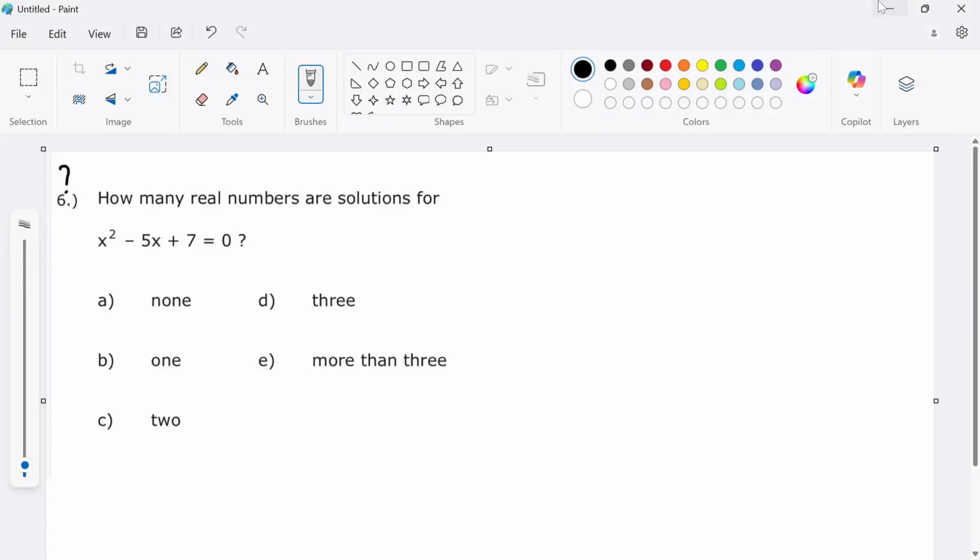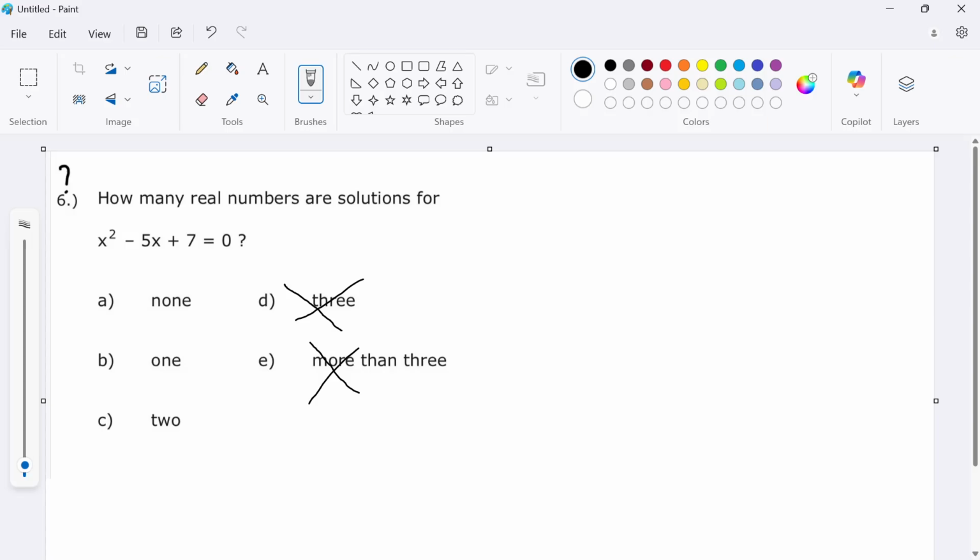Here's a question. It says, how many real numbers are solutions for x squared minus 5x plus 7 equals 0? Well, it's x squared. So first of all, no, there cannot be 3 or more than 3 solutions. It's either 0, 1, or 2 real solutions.